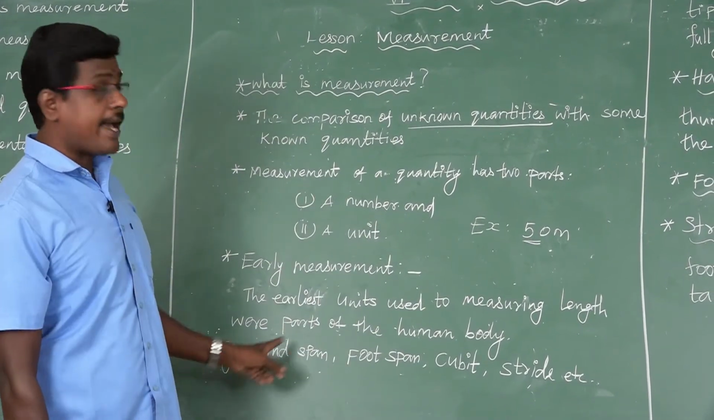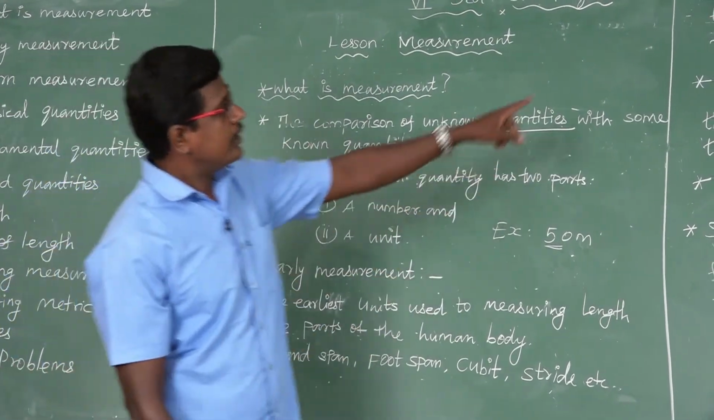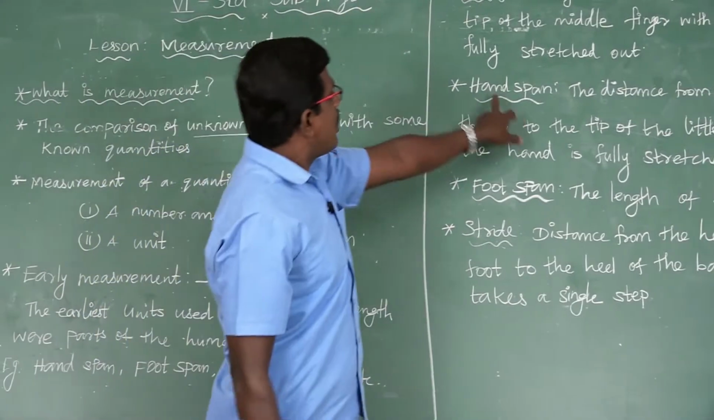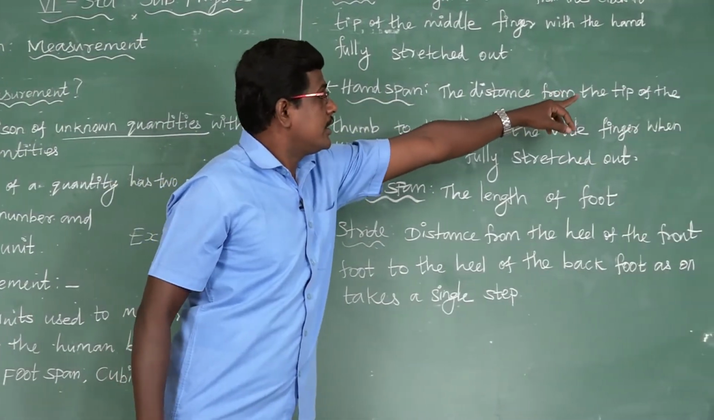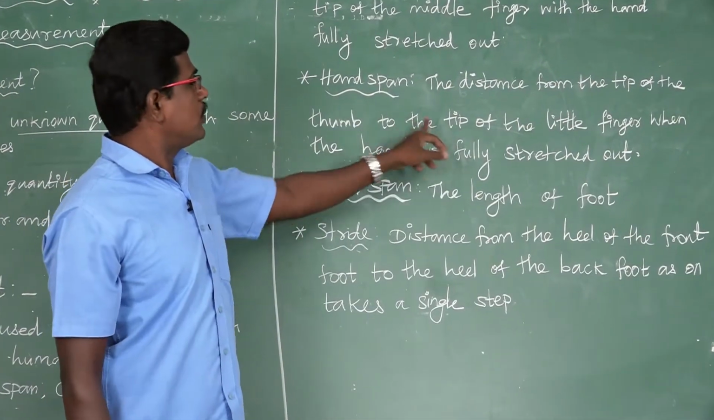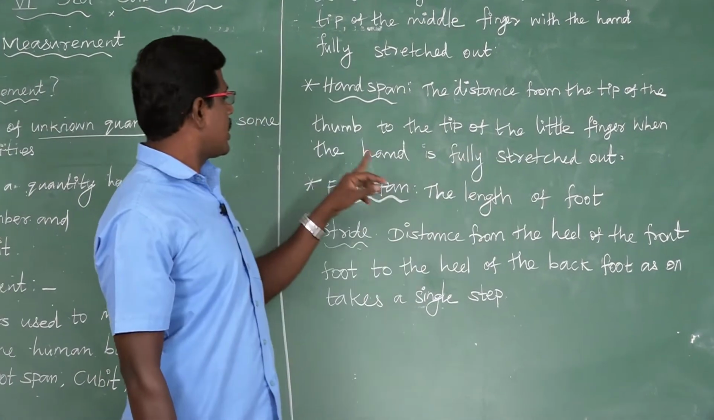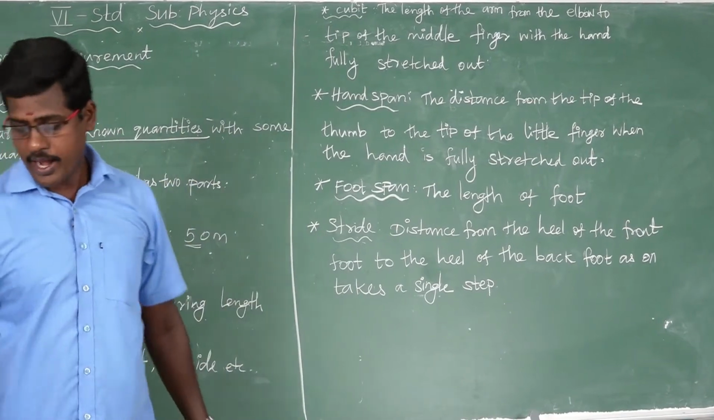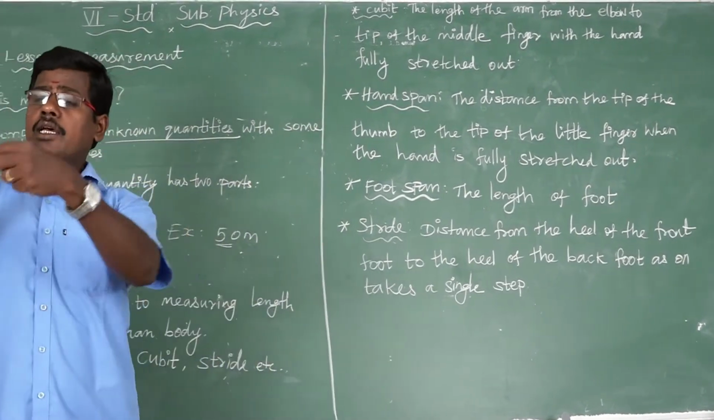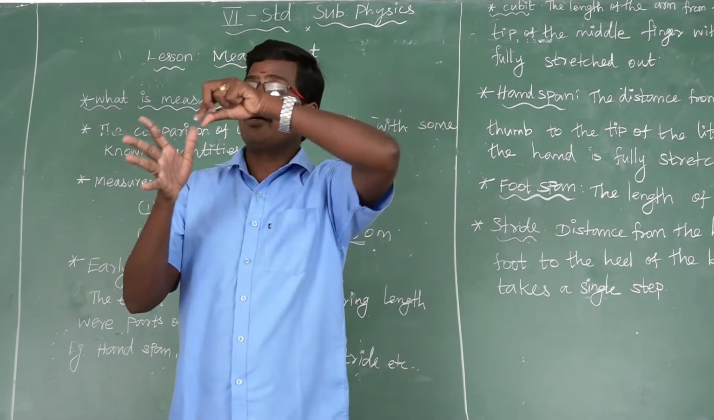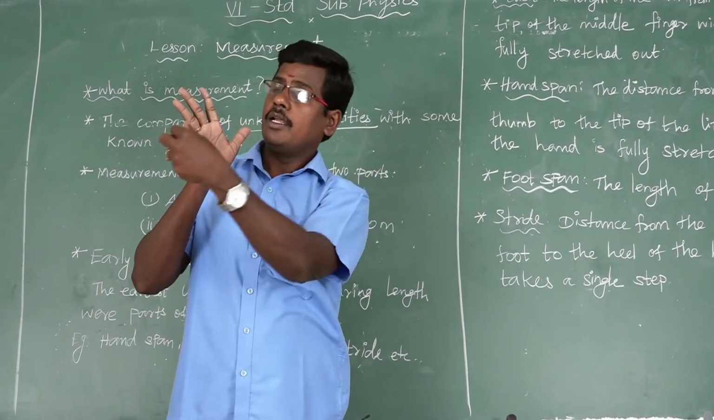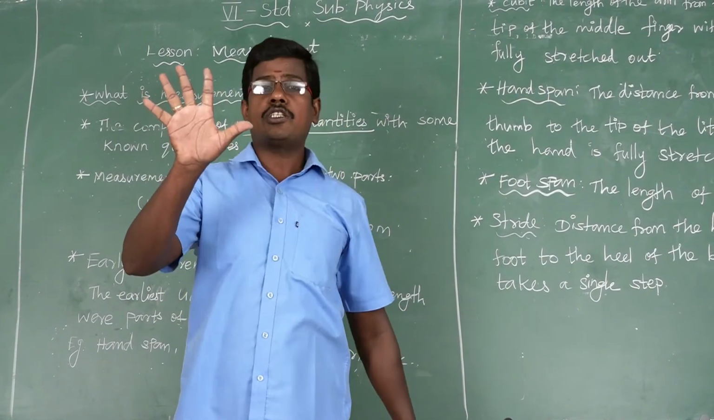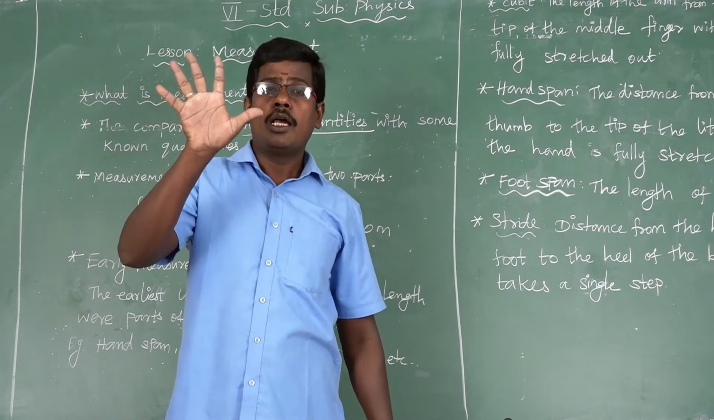So what is the hand span? Hand span is the distance from the tip of the thumb to the tip of the little finger when the hand is fully stretched out. This distance is the hand span.